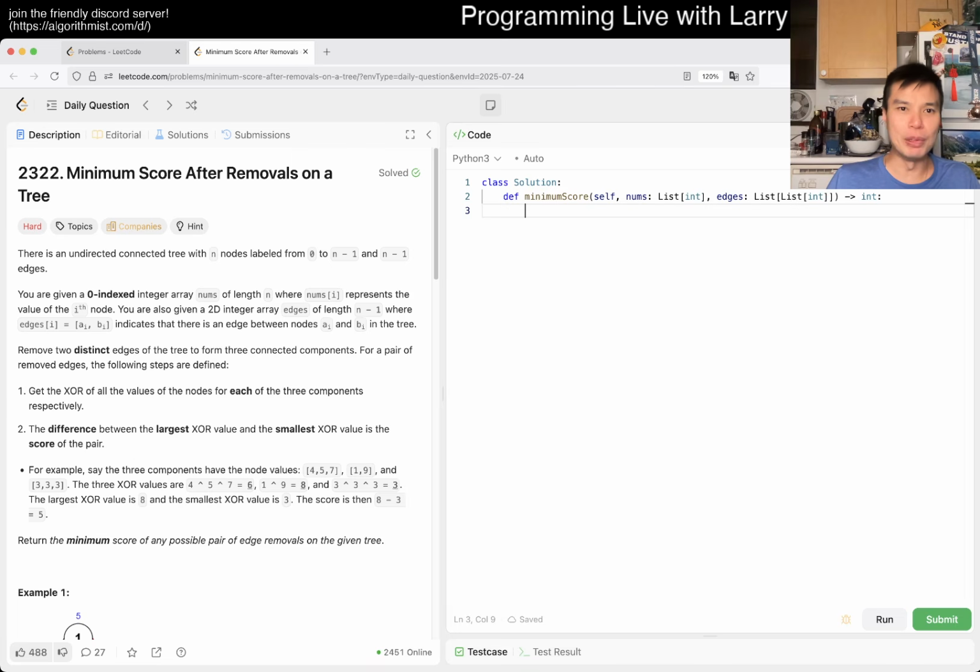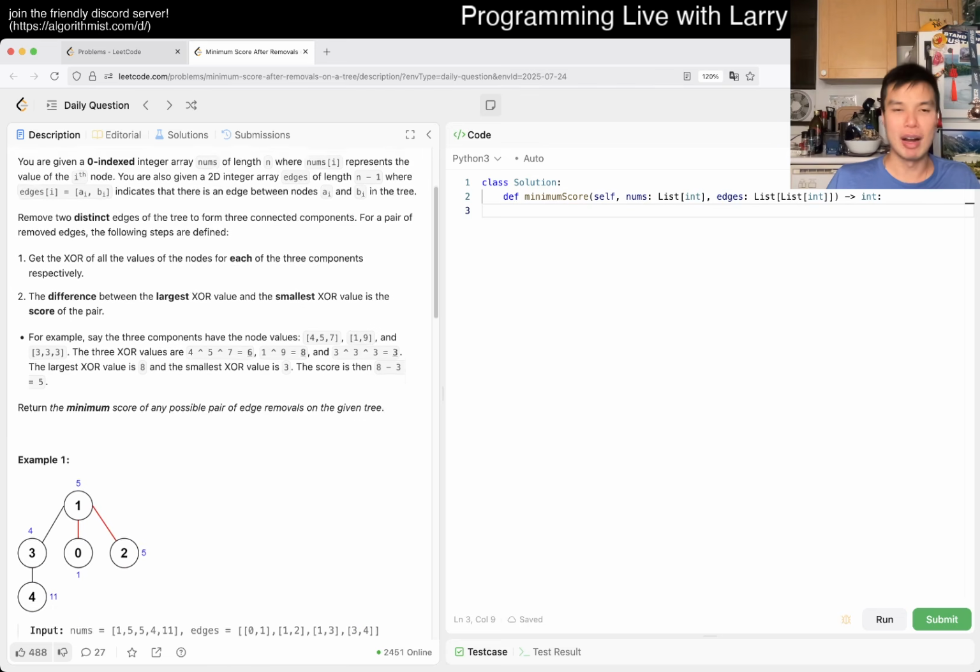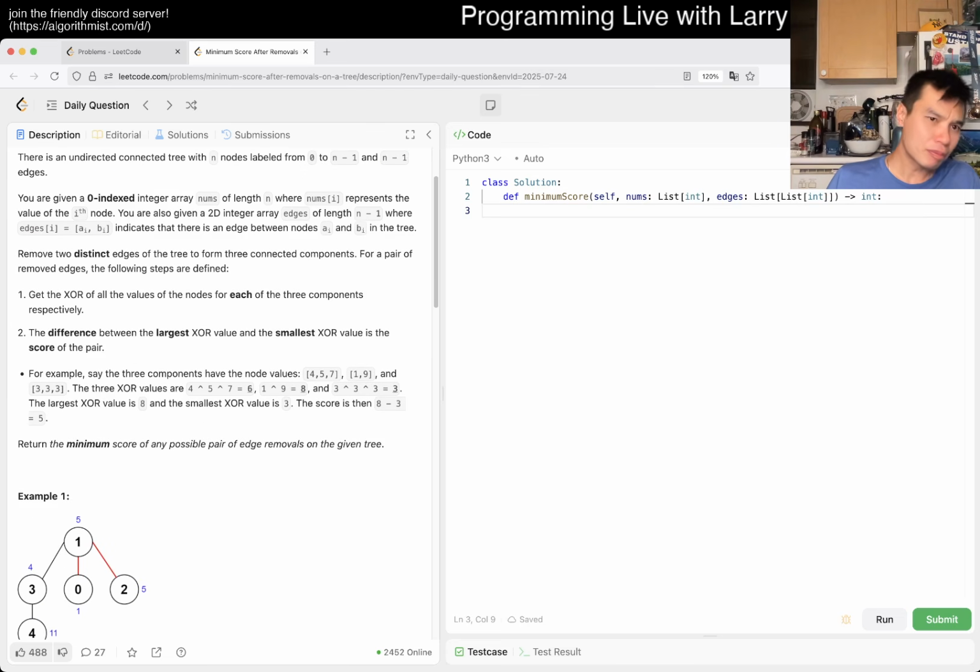All right, 22. Minimum score after removals on a tree. There's an undirected connected tree of n nodes. Okay, it's just a tree, right? N minus one edges is a tree, assuming that's connected. You're given a zero-indexed integer array nums of length n, where nums[i] represents the value of the ith node.